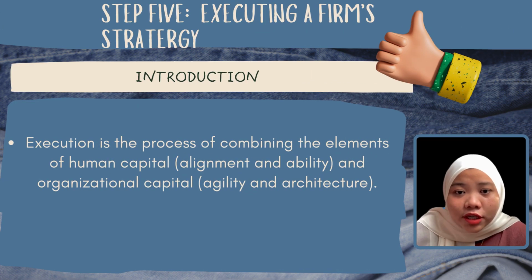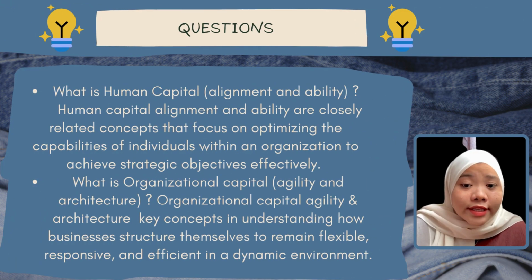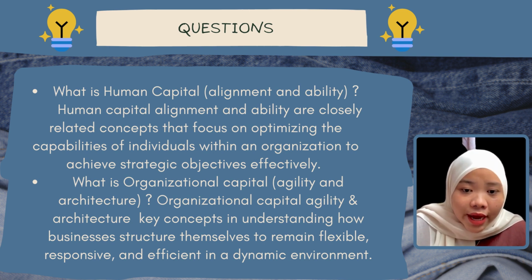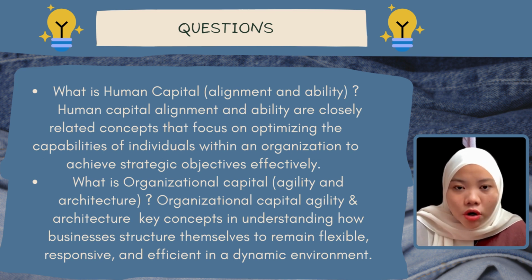Step 5. Executing a firm's strategy. Execution is the process of combining the elements of human capital, element and ability, and organizational capital, agility and architecture. What is human capital, element and ability? Human capital, element and ability are closely related concepts that focus on optimizing the capabilities of individuals within an organization to achieve strategic objectives effectively.